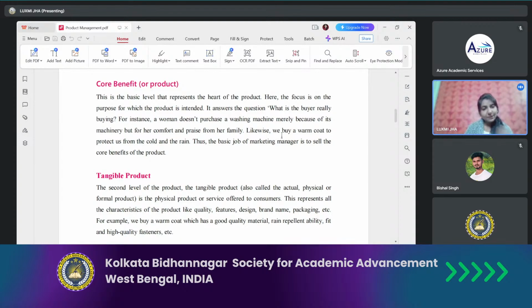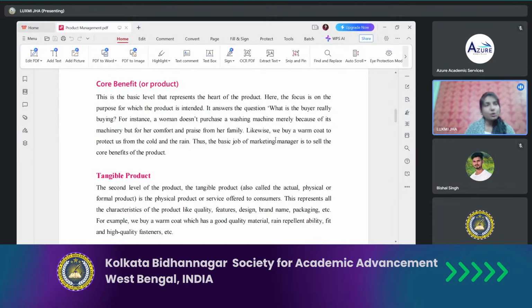Suppose, for example, we ask what the buyer is really buying. If you buy an umbrella, the purpose of your umbrella is to give you protection from rain or from the sun. So in that case, the core benefit of this particular product is providing you shade, either from rain or from the sun. So this is the main product.